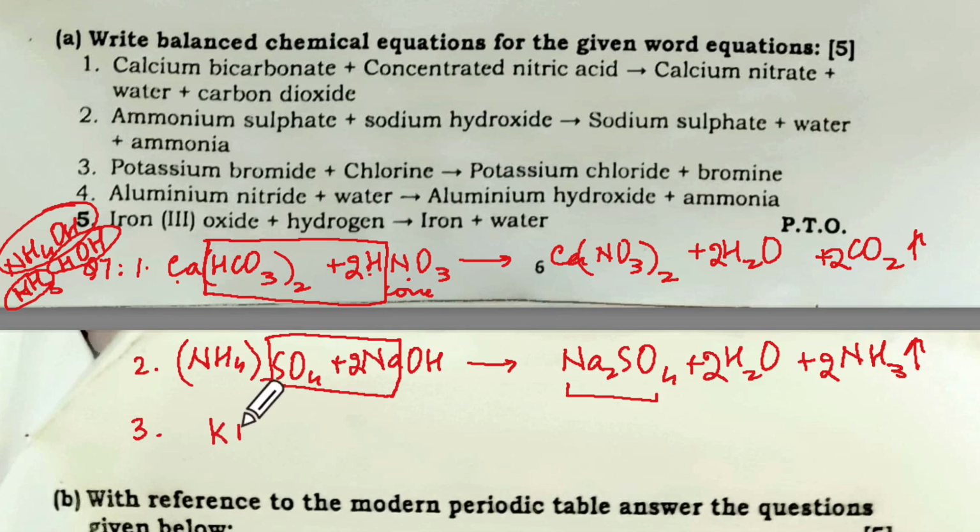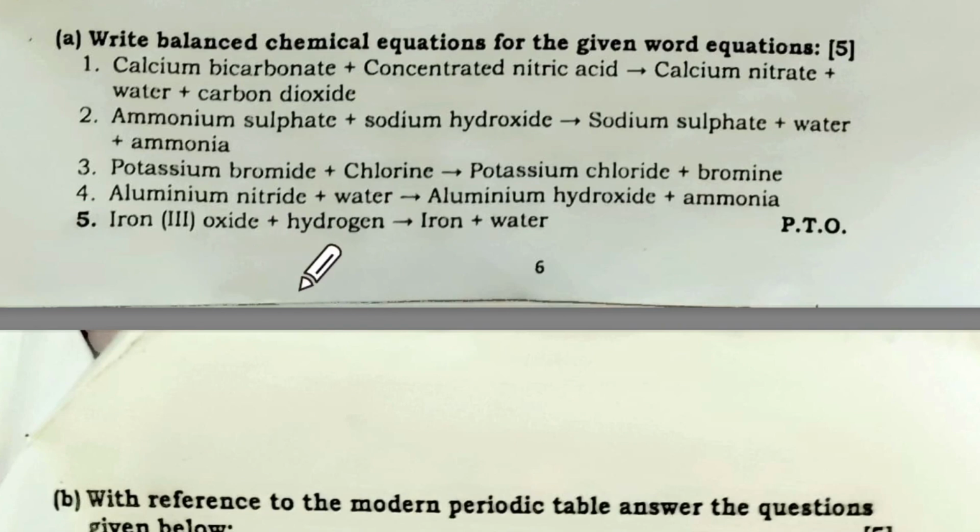Potassium bromide, KBr plus chlorine. What will this chlorine tell? Br get out. So it will become KCl and Br2. So I'll have to put 2 here to balance Br. Now 2K and 2Cl means 2KCl. You're with me? Okay. Next we come to iron 3 oxide.